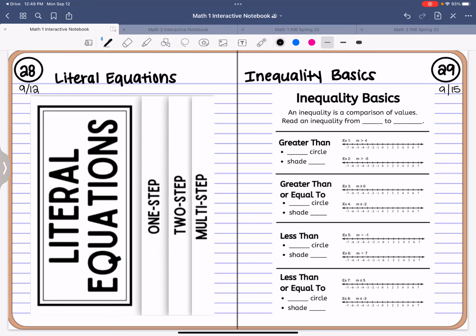Today we have a short lesson on inequality basics. An inequality is a comparison of values. We read an inequality from left to right. Here are some examples.